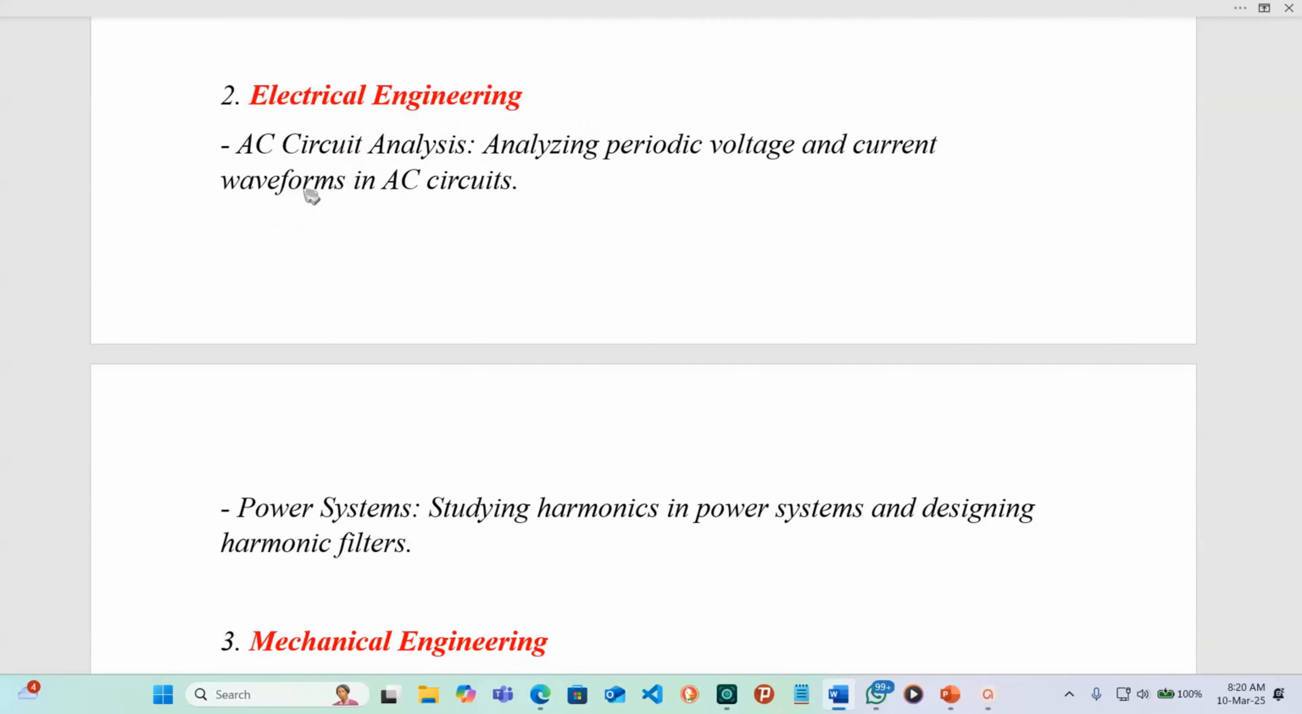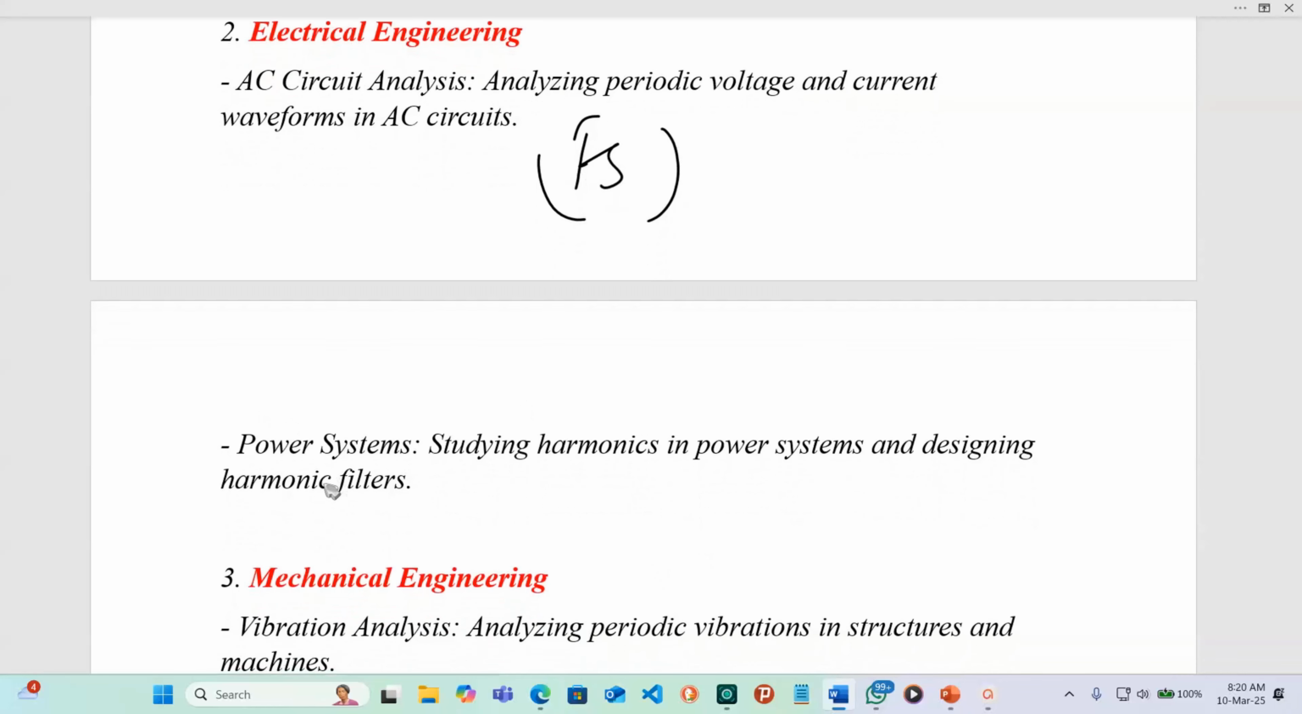Then in electrical engineering, in circuit analysis, for example in AC circuit analysis, we need to analyze periodic voltages and currents, their waveforms. In analyzing these waveforms, we'll find that a Fourier series is very important.